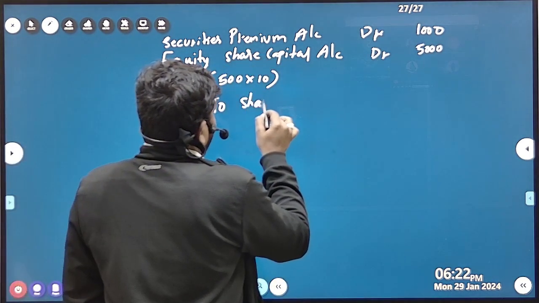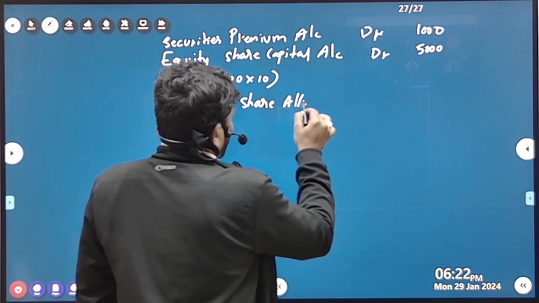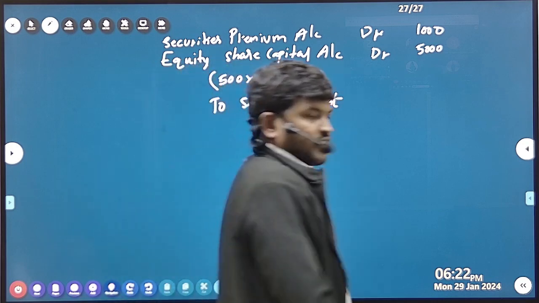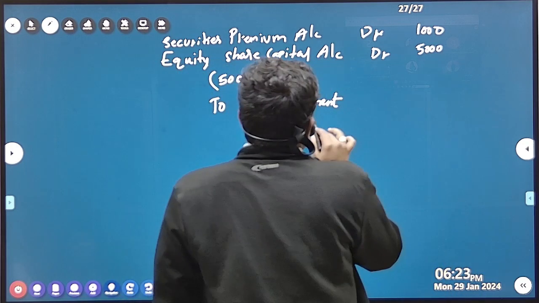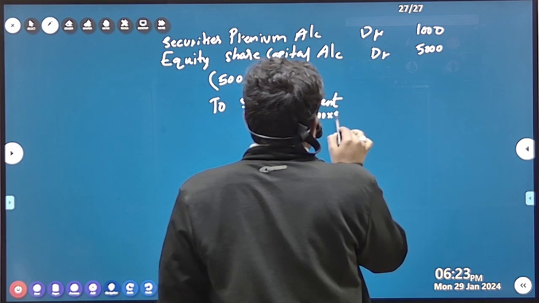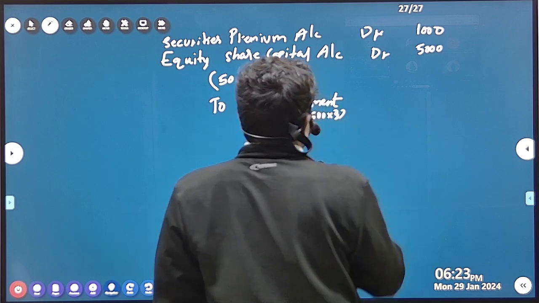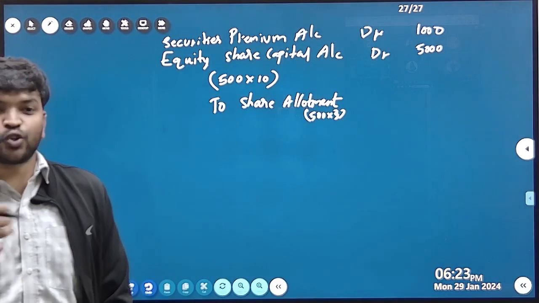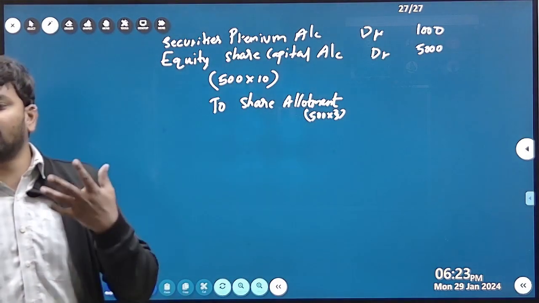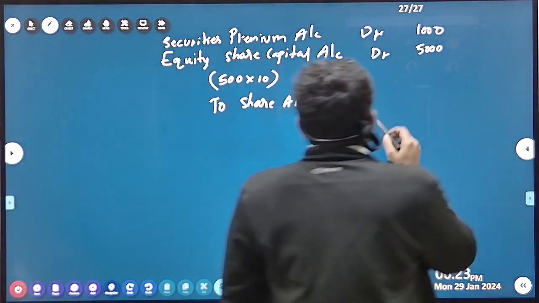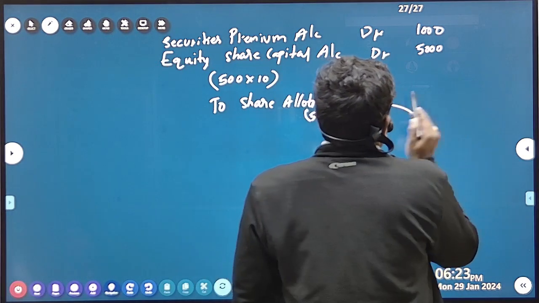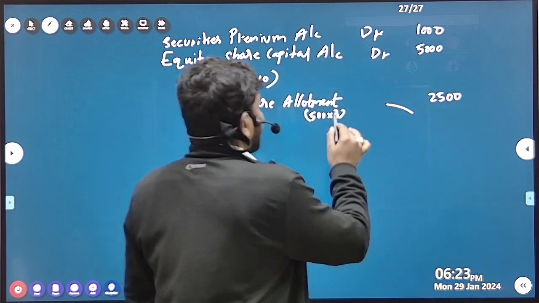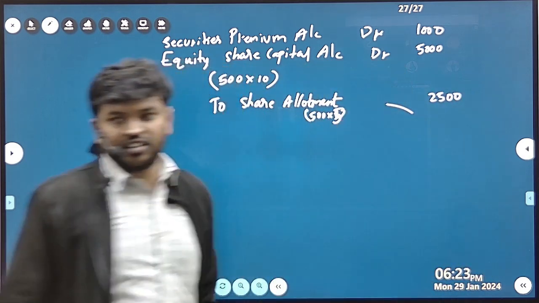Two, share allotment money. What is the amount of allotment money? 500 into 3, yes or no? 500 into 3 plus 500 into 2 also. Indirectly 500 into 5. This is the total amount, yes or no? How much? 2500. 500 into 5, indirectly you can write.